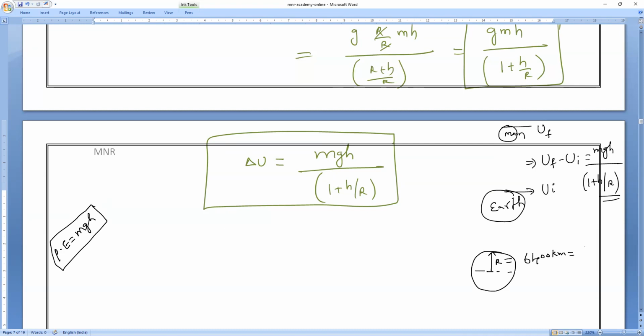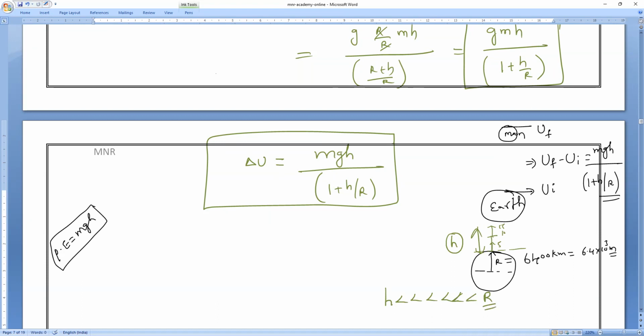6,400 kilometers, which equals 6.4 into 10 power 3 meters. Do you remember, everybody? Now imagine from the surface, Mr. Pradeepan went 5 kilometers, 10 kilometers, 15 kilometers. So this is the height h. I consider h is extremely smaller than the radius of the Earth.